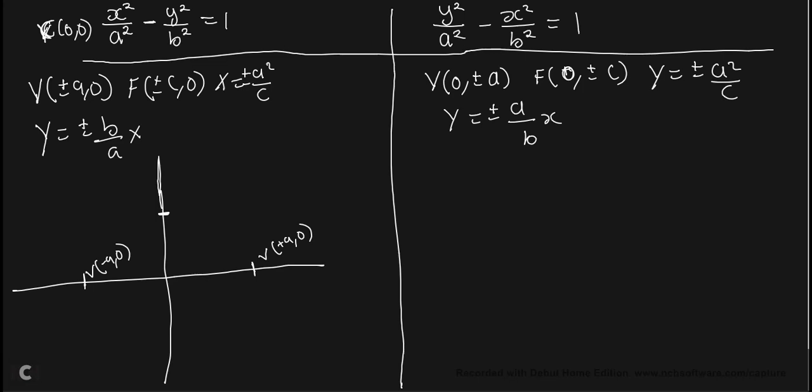Your b. Oh, we didn't write the b. So the b will be on the y-axis, so it will be 0 comma positive or minus b. So this side is your b, 0 comma positive b, and this is your b again, 0 comma negative b, like that, right?